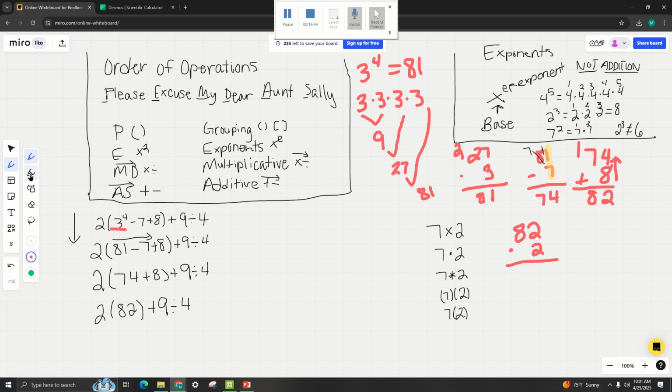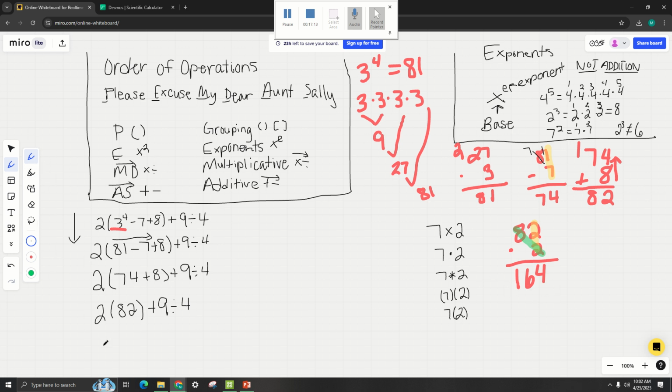I'm going to start in the ones place, 2 times 2, which is 4, and then I'm going to move diagonally. 2 times 8. 2 times 8 is 16. I don't have anything to carry the 1 from my tens place over from the 16 to, so I'm just going to write 16 down here. 82 times 2 is 164.